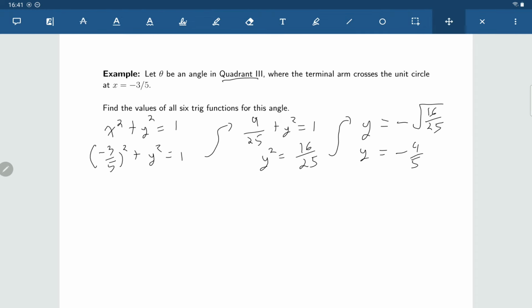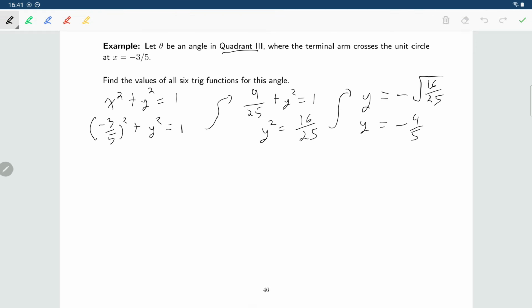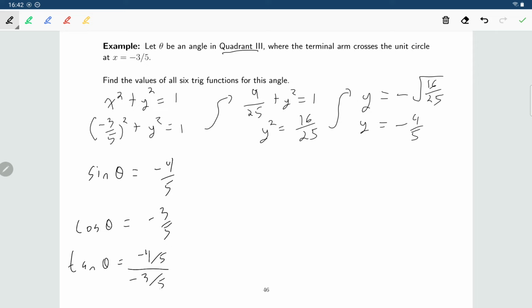And now that I've got x and y, we are good to go to define all of our 6 trig functions, or to give their values. Sine of theta is just the y value. Cos of theta is just the x value. And tangent is the y value divided by the x value. Negative 4/5 divided by negative 3/5, which simplifies to give me 4/3.